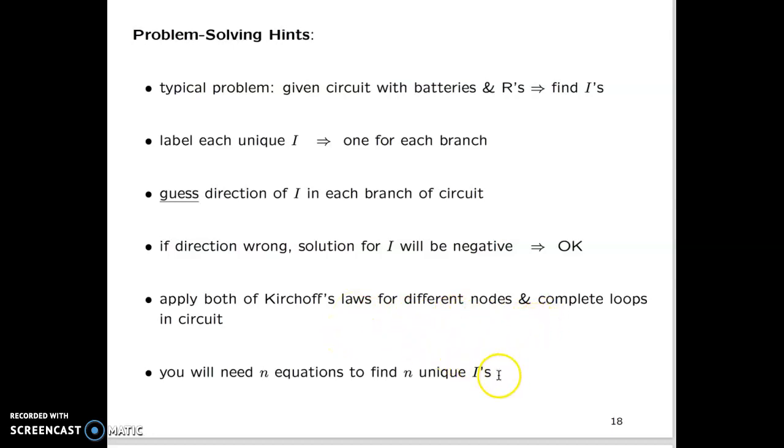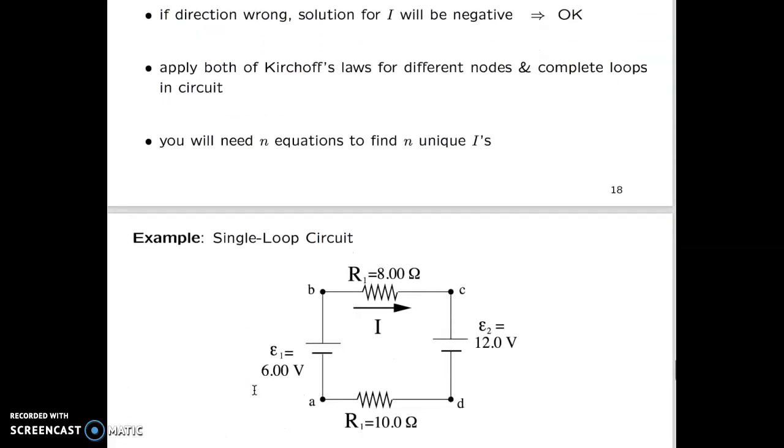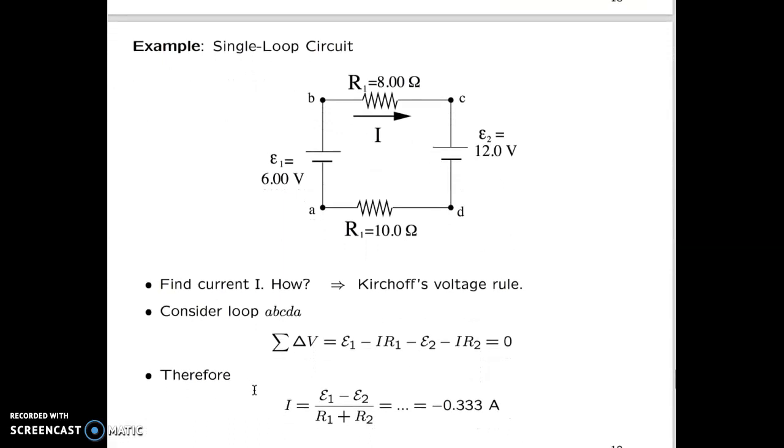If you have n different branches with n unique currents, you need n equations to solve for the currents. We'll see what this means shortly. Okay, so here's one of the simplest examples.